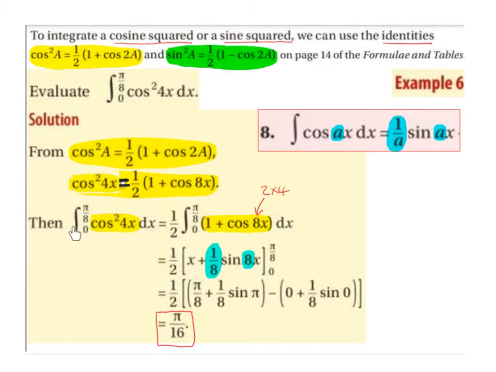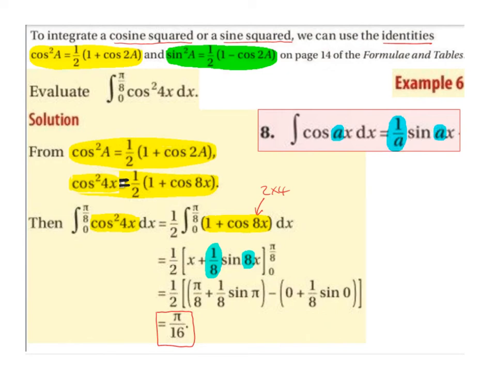So the integral of cos squared 4x dx is equal to a half, bringing the half outside the integral, times the integral of 1 plus cos 8x dx. So the half is still outside the bracket, and now we're going to integrate 1 plus cos 8x. The integral of 1 is x, and the integral of cos 8x is going to be 1 over 8 sine 8x. We got that from up here, swapping this a for 8.